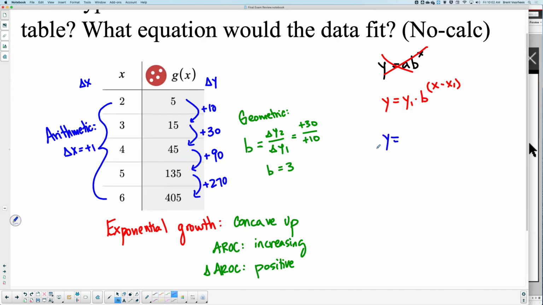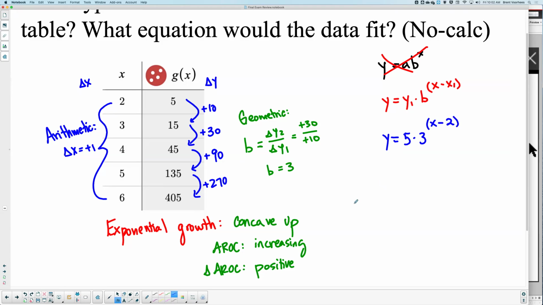Y equals, what's our Y1? 5. Y1 is 5 times, what's our base? 3 raised to the power of x minus, in this case, 2. So we're saying that's going to be the answer.